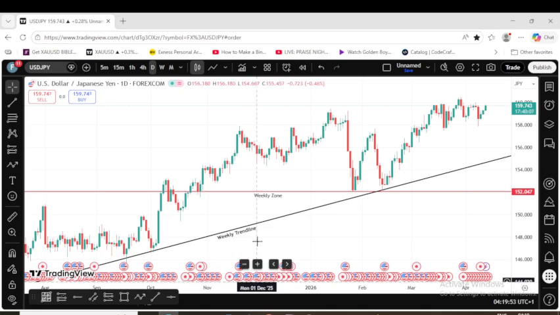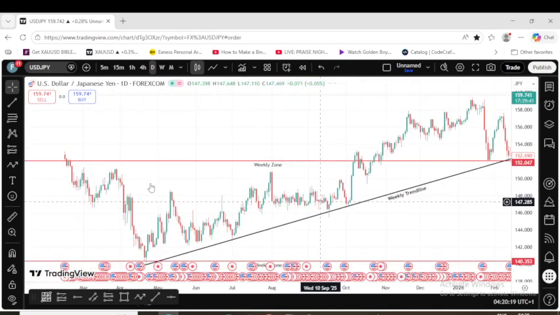Okay, today let's discuss trend origin. So, what is a trend origin? Trend origin is the point in price action where price switches from a bullish trend to a bearish trend, or where price switches from a bearish trend to a bullish trend.